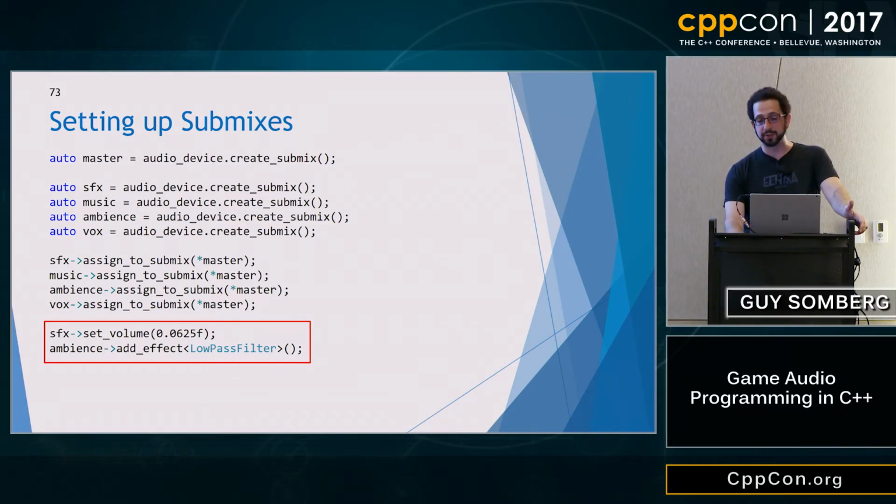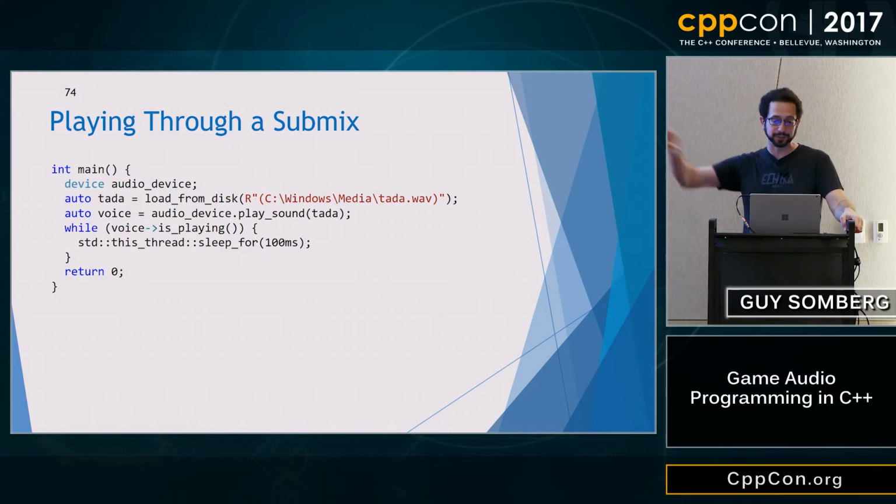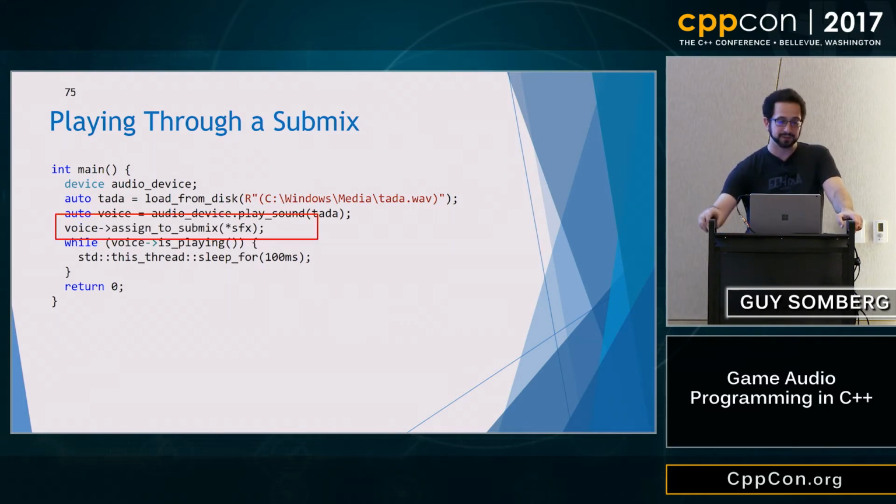Now to play the sound through the submix, we start with the same code as before, but we assign the voice to the sound effects submix, and we get that volume reduction. We can do the same thing, apply it to the ambience submix, and now we get a low-pass filter as it passes through the chain.